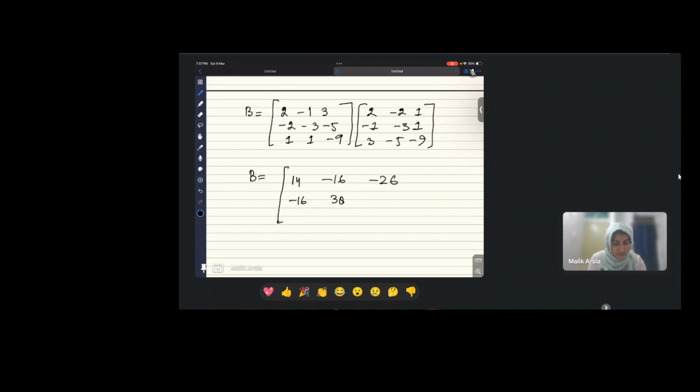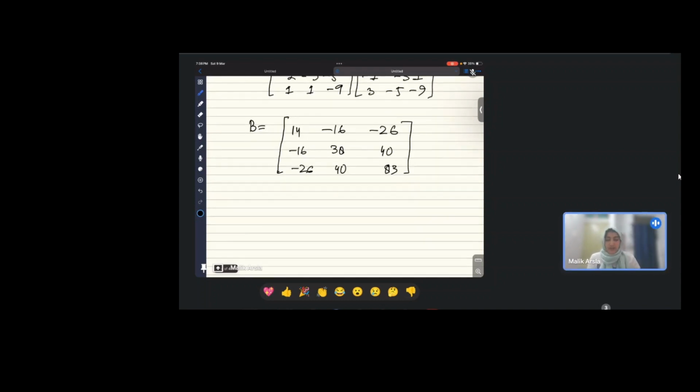40. Uh-huh. 2 plus 1, minus 26. Yeah, this one is minus 26. This one is 40. And 83. This one is 40, right? Or 14. Nice. 40, 40, yeah. 40 then 83. Okay, 40 then 83, correct? Yes, ma'am. Okay. Now calculate the eigenvalues for this.